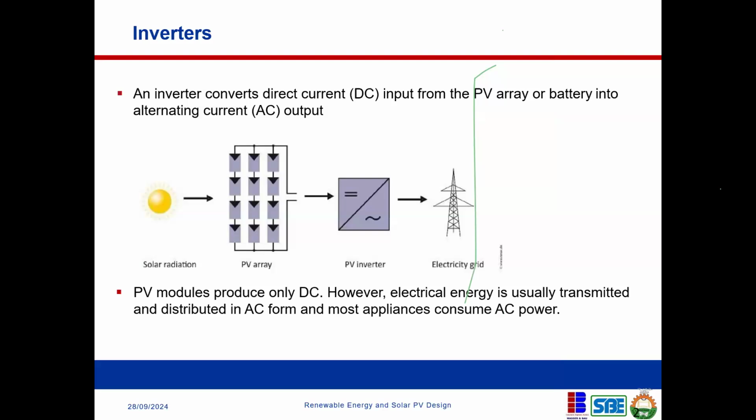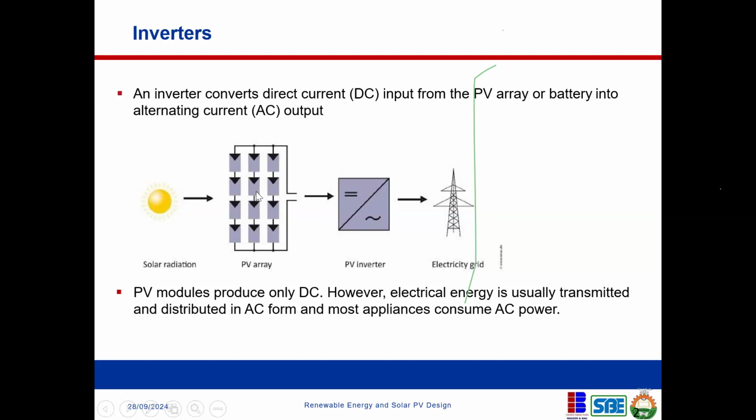Now let's talk about inverters. An inverter converts direct current input from the PV array or battery into alternating current output. Remember when we talked about electrical basics, we also discussed there are two kinds of electricity. There is direct current, there is alternating current. So an inverter converts direct current into alternating current.